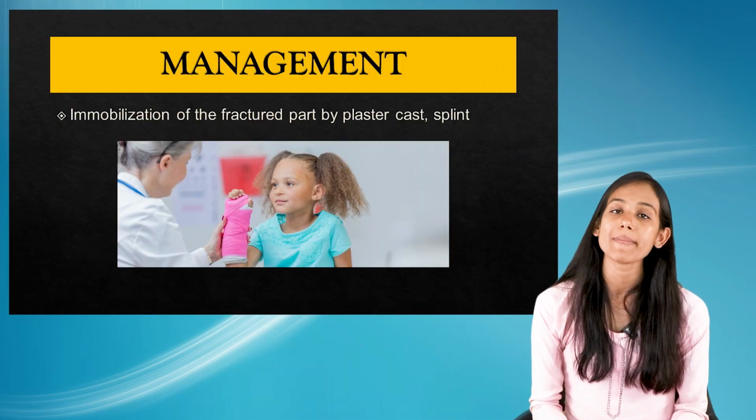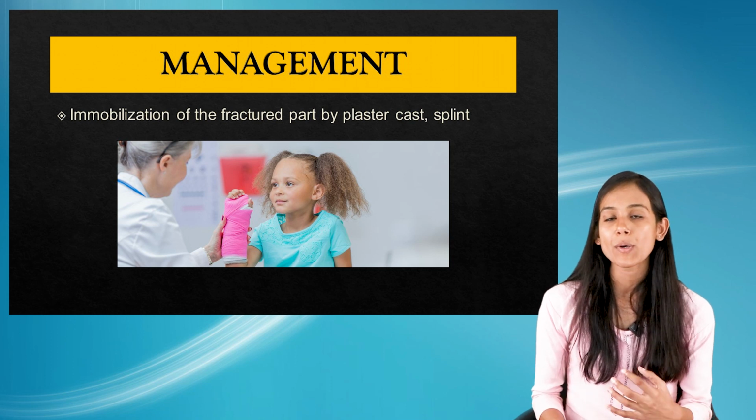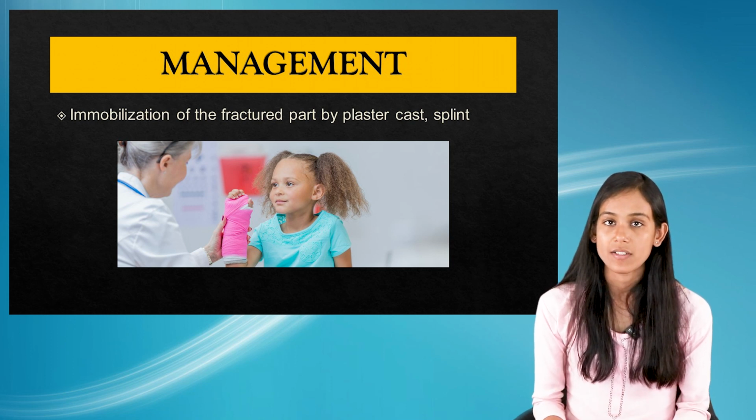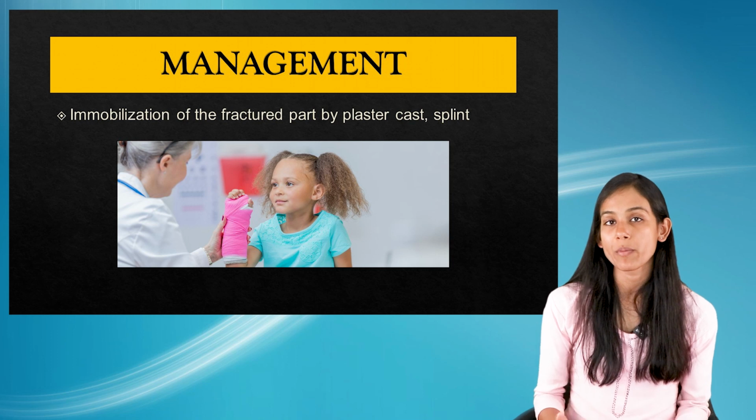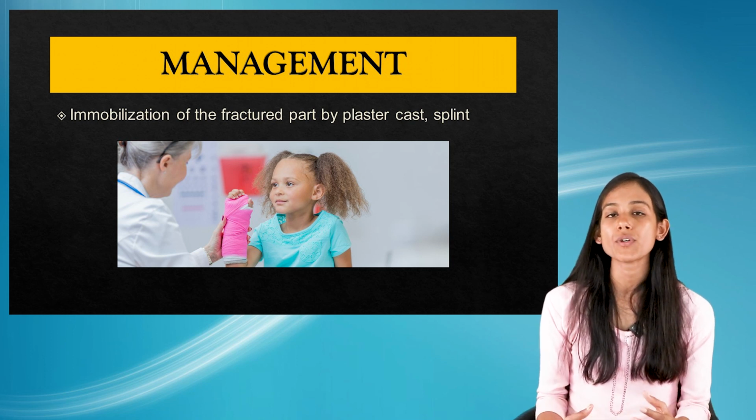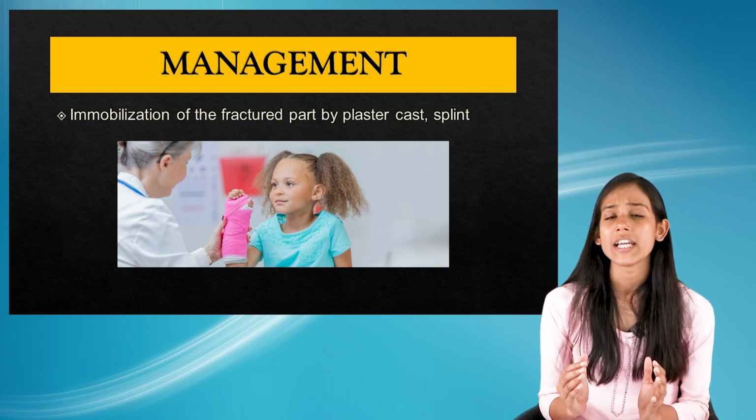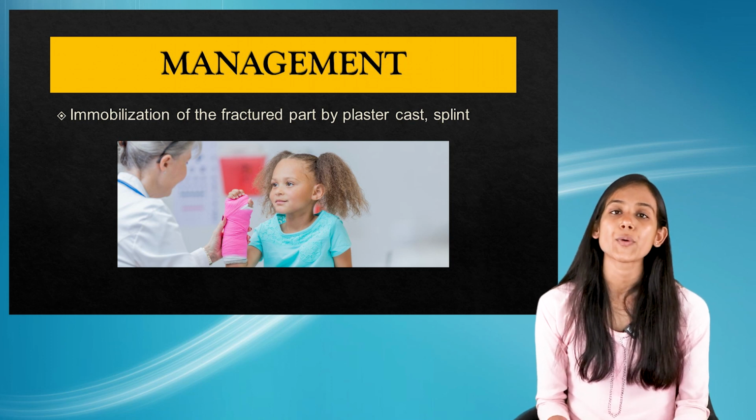Well, now moving on to the management part. So how can a fracture be managed? The first thing is we have to immobilize the part. For the bone to heal properly, we have to immobilize the part. We can do it by plaster cast or splint.